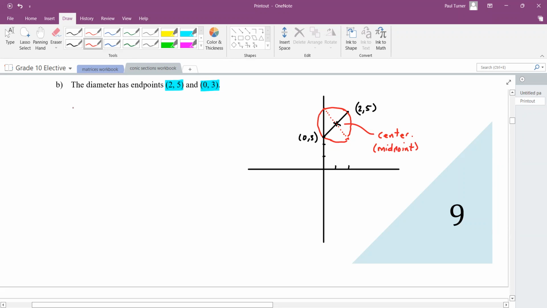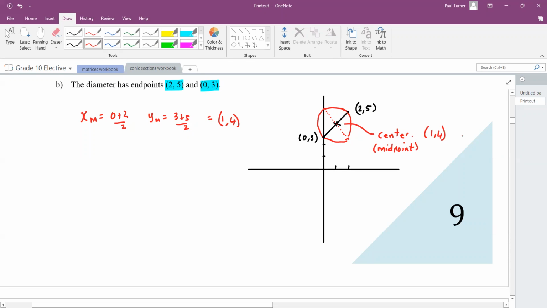So let's do that first. The midpoint, xm, would be the x coordinates, 0 plus 2, divided by 2, and the y coordinate of the midpoint would be 3 plus 5, divided by 2. So you're going to get 2 on 2, which is 1. Then 5 plus 3 is 8, and 8 on 2 is 4. So that looks about right. The midpoint here is going to be 1, 4.